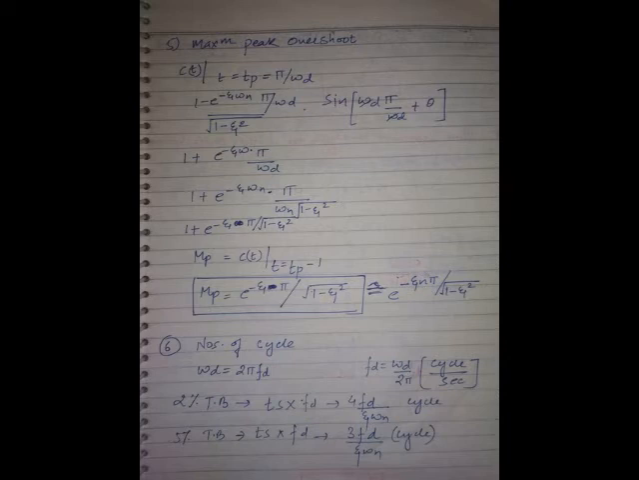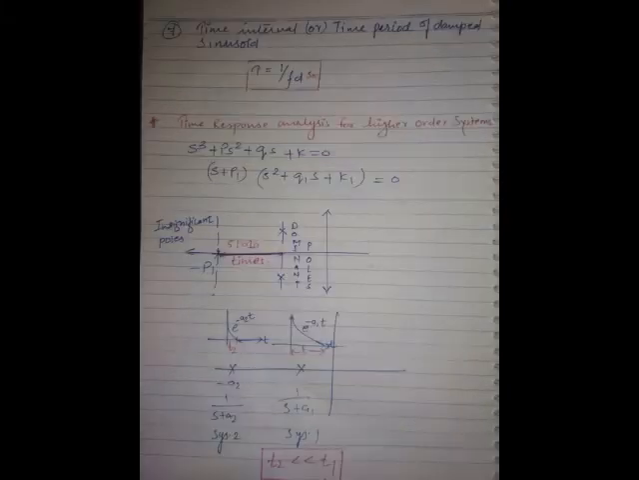Compare the coefficients. 1.2 plus A is equal to alpha. 9 plus 1.2A is equal to 4 plus K. And 9A is equal to 2K plus 1. Solve these equations. You will get the value of K as 7, alpha as 2.8. These are the values of K and alpha.